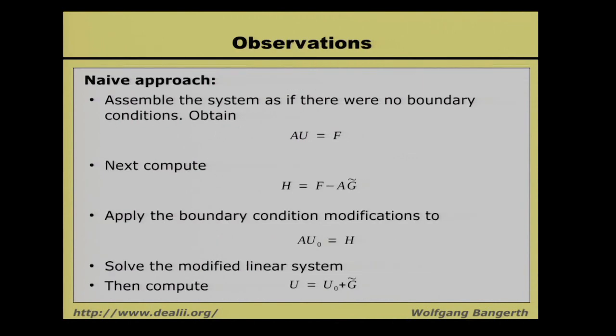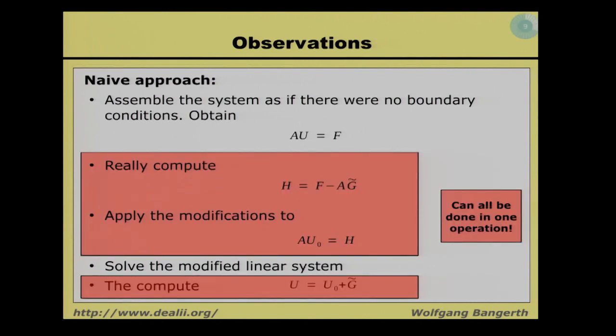So programmatically, what I do is I assemble my linear system as if there were no boundary conditions at all. I'm computing a right-hand side h that is f minus A g tilde. So A, that's the Laplace operator applied to g tilde. That's the Laplace operator without boundary conditions. Then I have to apply the boundary conditions, the modifications to the linear system AU0 equals h. So I'm going to get a different matrix A and a different vector h out of this after striking rows and columns. I solve the modified system, and then I'm going to compute my U from the two components.